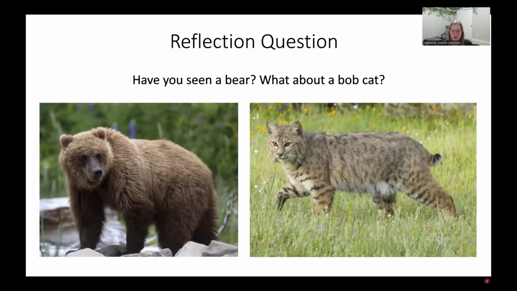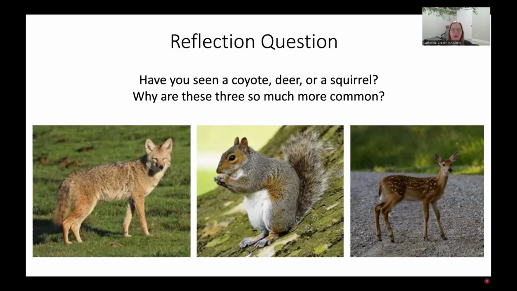I want you to think, have you ever seen a bear or a bobcat? And if you have, how many times have you seen them? What about a coyote or a deer or a squirrel? And this might feel like a duh question, like, of course I've seen a squirrel. I see squirrels every day in my backyard. But I want to think about why are these organisms so much more common than the other organisms? We have herbivores and omnivores, and we have carnivores, but their quantity in the ecosystem is different.